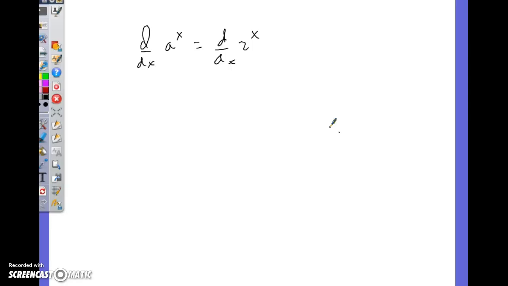What was I going to do? I was going to do something really fancy here. Derivative with respect to x. I'm going to have to cheat. Hold on. Let me think.